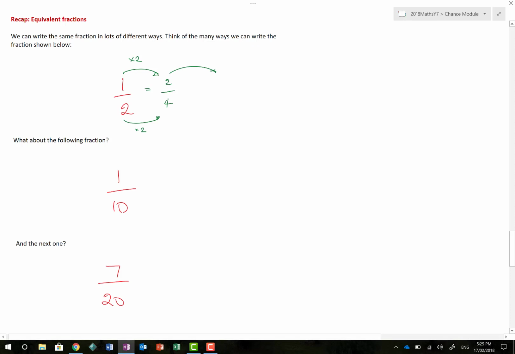And in fact, I could multiply that by 2 on the top and 2 on the bottom and get 4/8. Are they the same? They absolutely are, because 4 pieces out of 8 is the same as 1 piece out of 2. And if we did our colouring in, we'd find all this out.